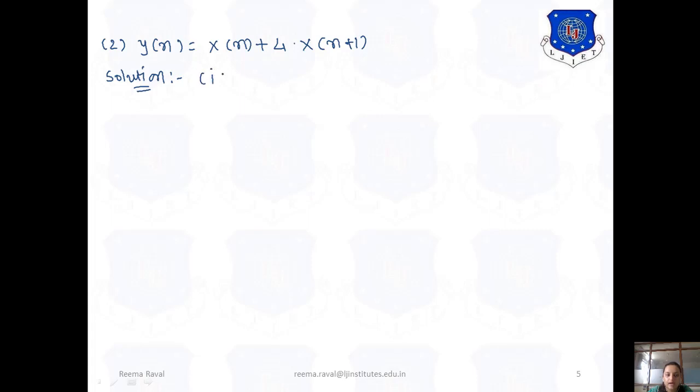First one is to find whether the system is static or dynamic. So here, as you can see, the first term is only dependent on the present inputs, but the second term has the future values as well. So this system will be a dynamic system. Okay. Now second, that means whether the system is time variant or time invariant.